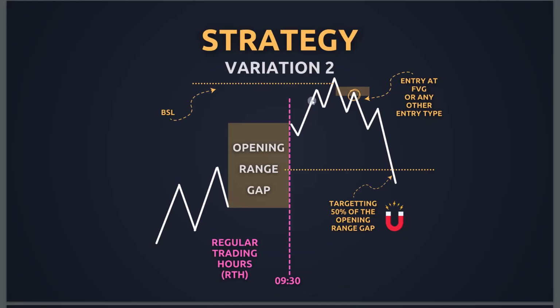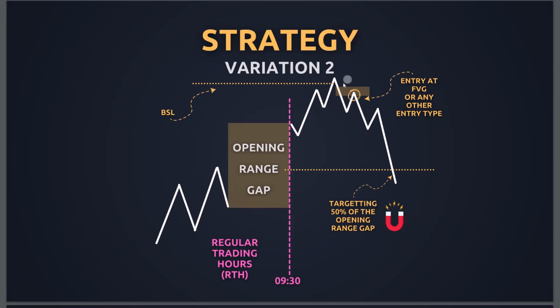But what happened is price going up, taking a buy side liquidity, give me an entry. If I see an entry to the downside and it looks like the market is turning bearish, in this case what I can do is enter from this fair value gap right here, targeting what? 50% of the opening range gap. And why? Because it's still a magnet to price. Price will still fill that opening range gap.